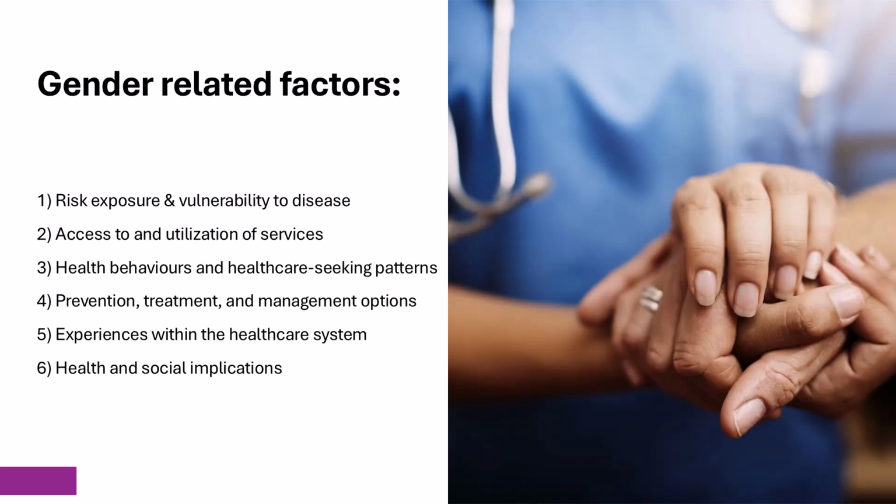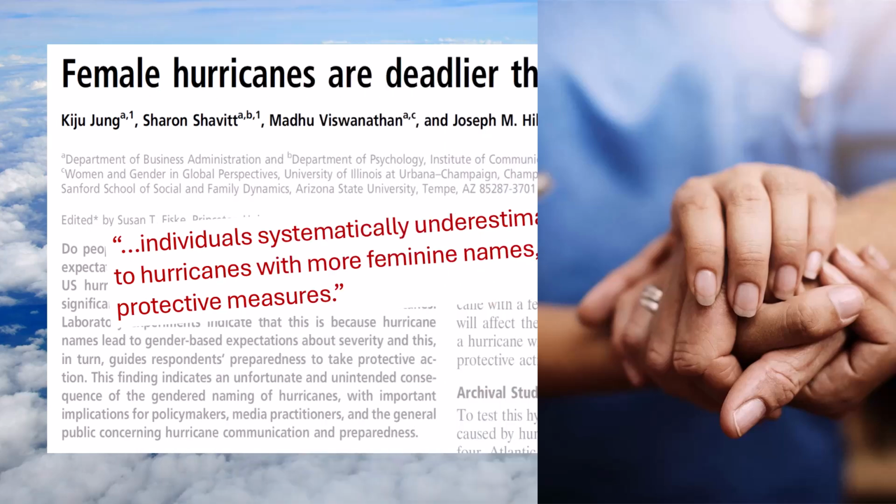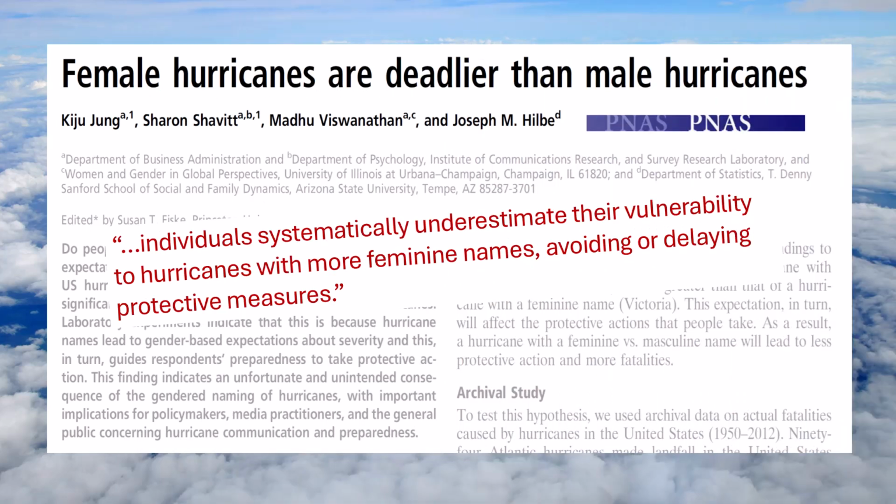As mentioned, gender really influences a wide range of issues that impact our health: risk exposure and vulnerability to disease, access to and utilization of services, behavior, healthcare-seeking patterns, prevention, treatment and management options, experiences within the health system, as well as health and social implications. Gender can also impact our health and well-being beyond the health system and health research itself.